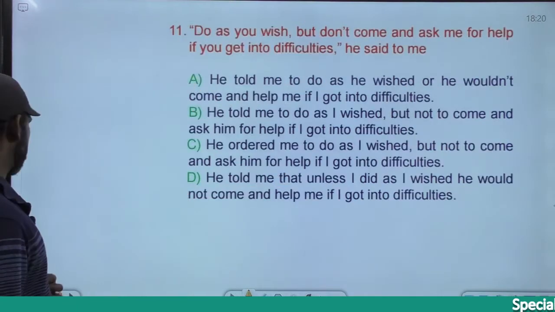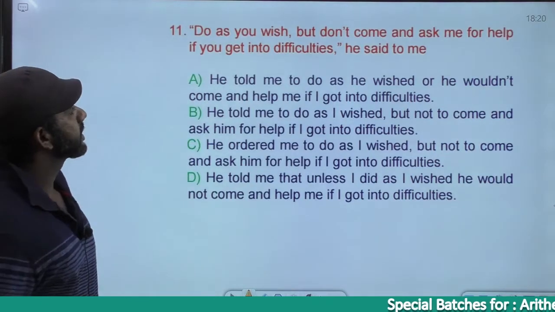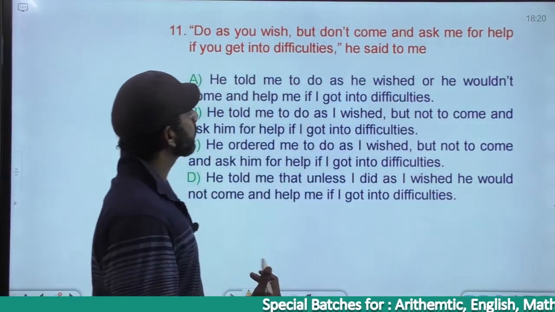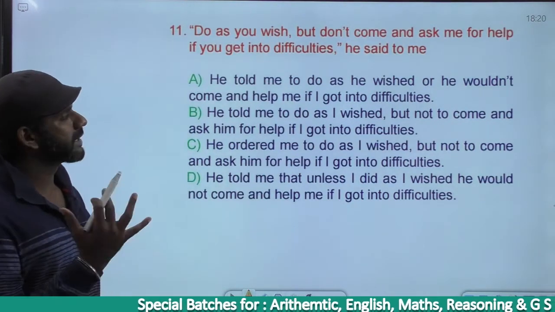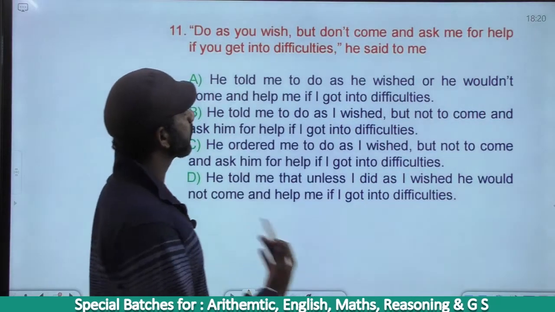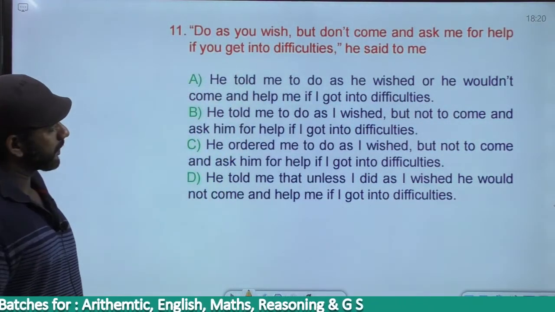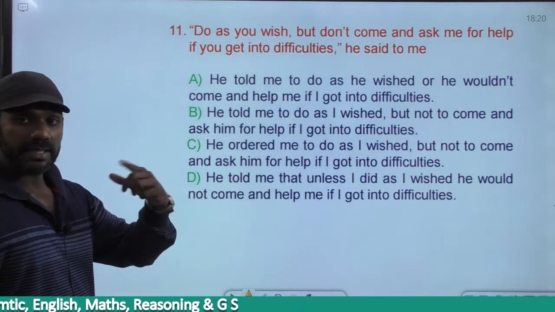Come to the next one. Understand the meaning. Do as you wish, but don't come and ask me for help if you get into difficulties. He said to me. Fine. Now, do as you wish. He said to me.